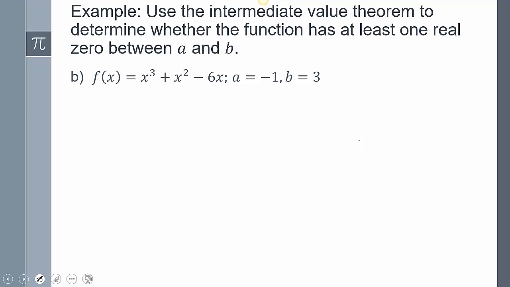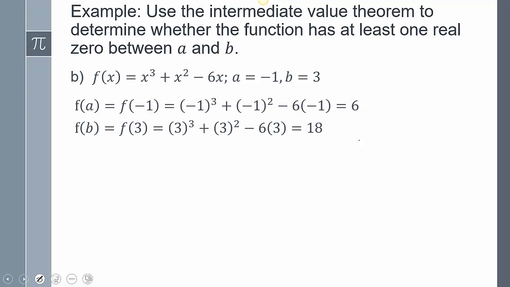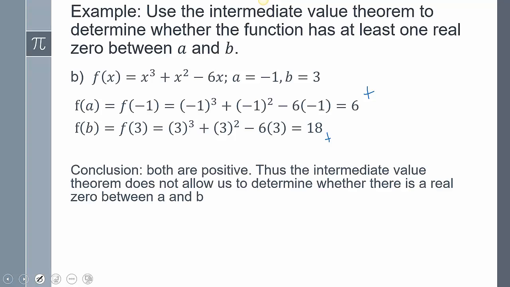What if I chose the interval -1 and 3? If I plug those in, this is positive and this is positive. Now remember, we cannot conclude and say, oh, there's nothing in between. We can only say that with this information, we just don't know, right? There could be a zero in between, but right now with this information, we just don't know if there is one or not.